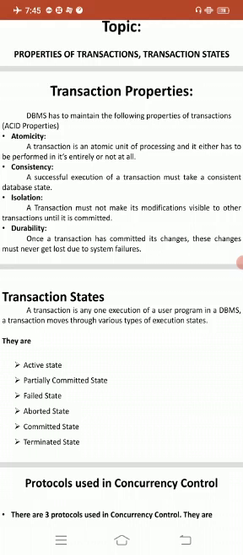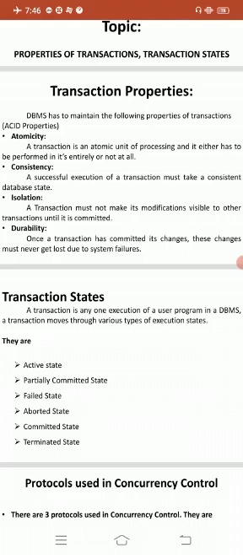Consistency means what? A successful execution of a transaction must take the database to a consistent state. Next, isolation means what? A transaction must not make its modifications visible to other transactions until it is committed. It means that while one transaction is running, another transaction is going on at the same time, which is nothing but concurrency control. Durability.